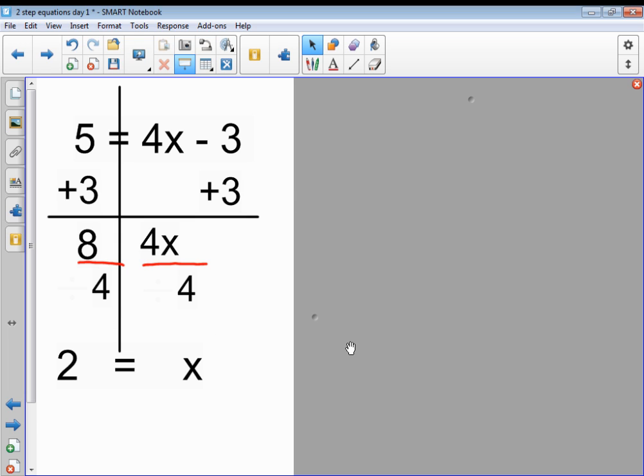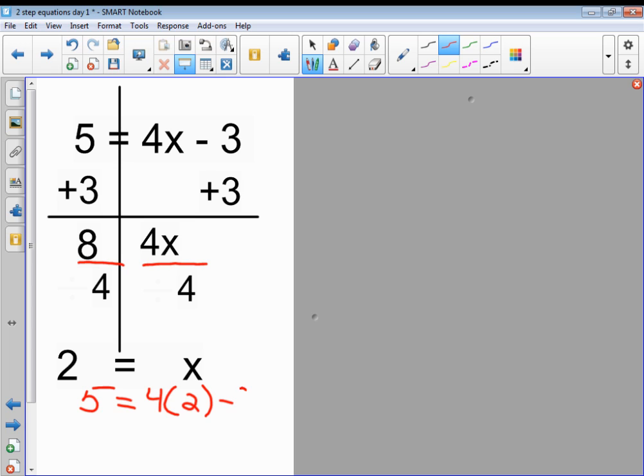Now, make sure you go back in and check your answers. So in this case, 5 is equal to 4 times 2 minus 3. Well, 4 times 2 gives me 8, and 8 minus 3 gives me 5. So it does work. But make sure, again, that you are plugging your numbers in and solving it.